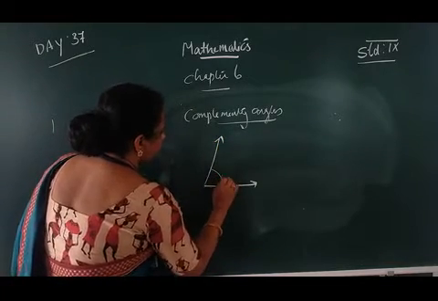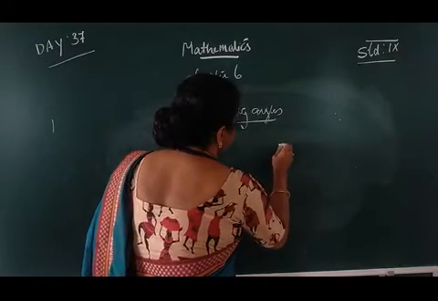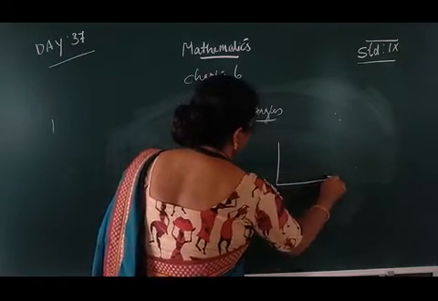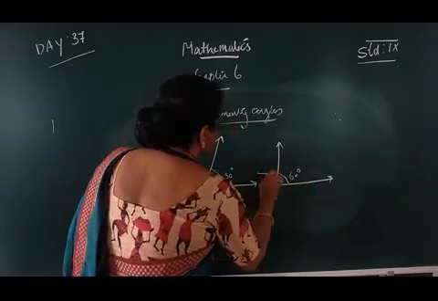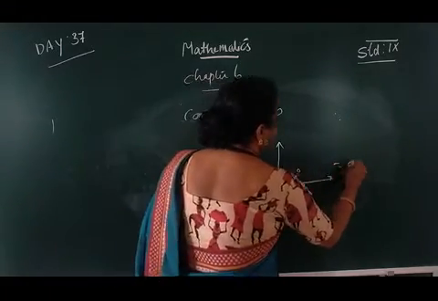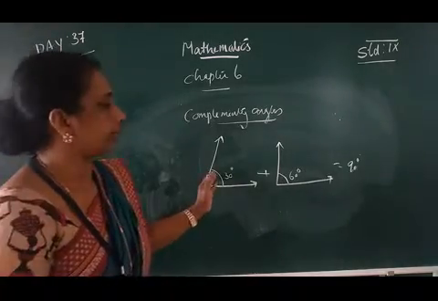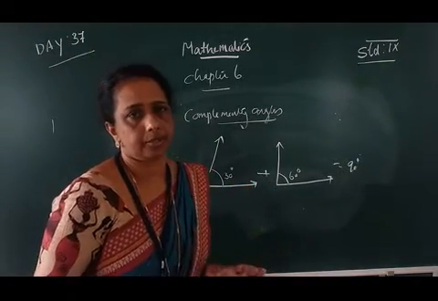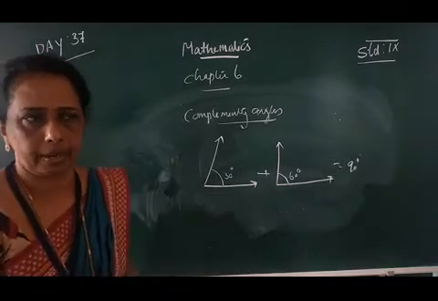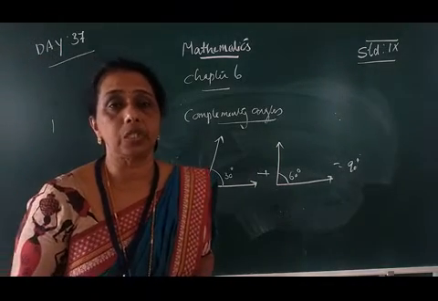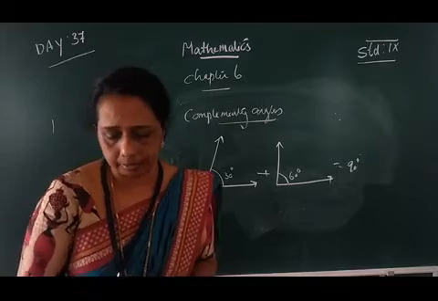This angle is equal to 30 degree and this angle is equal to 60 degree. Then the sum of these two angles is equal to what? 90 degree. Then we can say that these two angles are complementary angles. The sum of two angles equal to 90 degree is called complementary angles, and the sum of two angles equal to 180 degree is called supplementary angles.